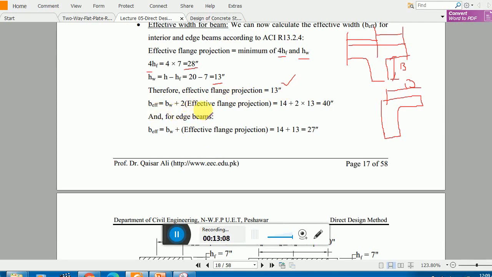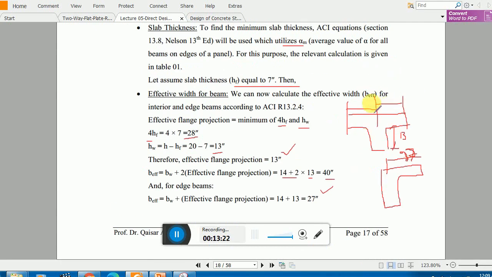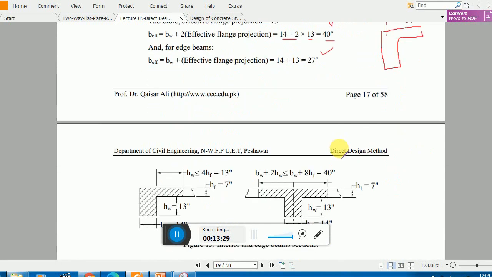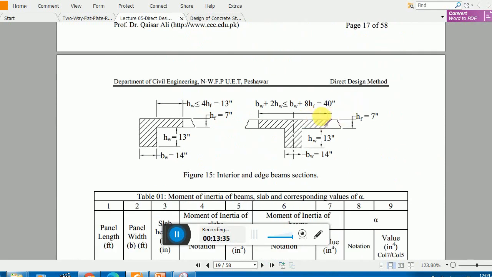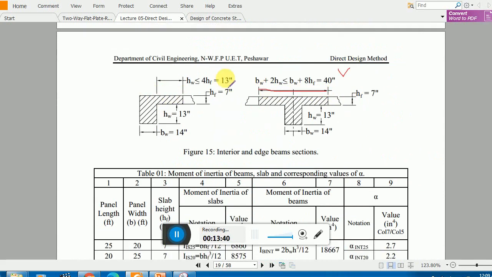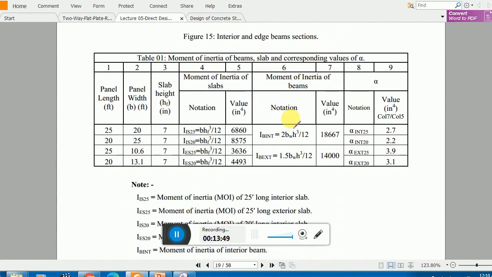Now we are checking b effective: bw plus 2 times the effective flange projection. Now 14 plus 13 is 27 inches for L beams. Sorry, this is 27, and in this case the total one will be 40 inches. b effective. You already did the analysis of T beam and L beam, so the same principle you see here. The total width of the T beam will be 14 inches, and here you see this is 13 inches. The thickness of the slab is 7 inches, the web depth is 13 inches, and bw. So this is, I think, so easy.